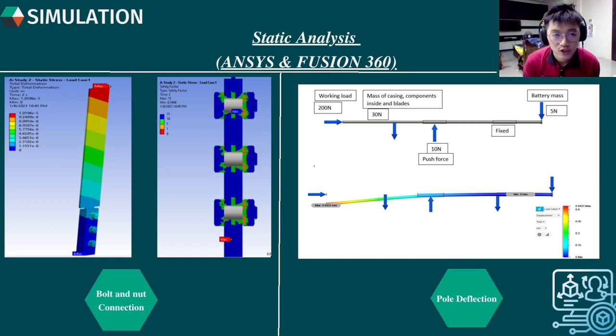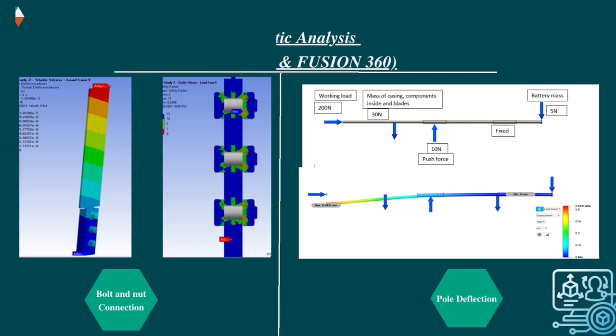For the pole deflection, with the condition as shown in the figure, with an actual working load of 200 newton and also an external force of 10 newton, the pole has a maximum deformation of 0.64 millimeter, which is a very minor deflection towards the structure, and it will not cause a mechanical structural failure on the pole.